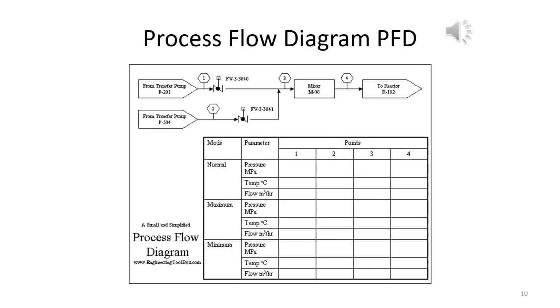A process flow diagram, PFD, shows the relationships between the major components in the system. PFD also tabulates process design values for components in different operating modes, typical minimum, normal, and maximum.